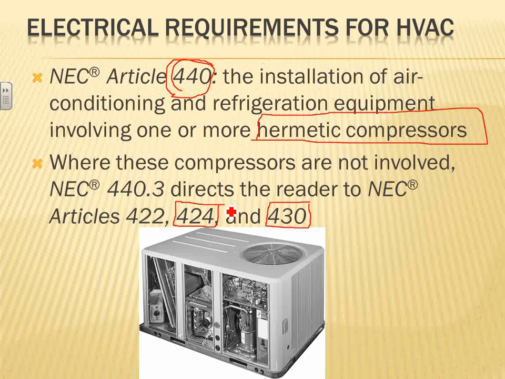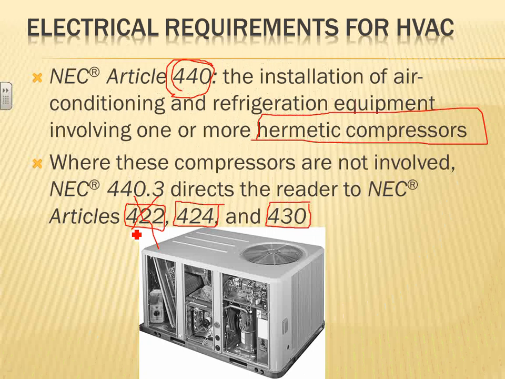Article 424 talks about heaters. If you have fixed electric heaters, like an electric boiler, as in burning electricity, not burning gas and controlling it with electricity. And these are for appliances too. If you have appliances, it applies to it. That's not for us a lot. These are just for smaller systems. So between 430, 424, and 440, you get yourself covered for HVAC equipment.